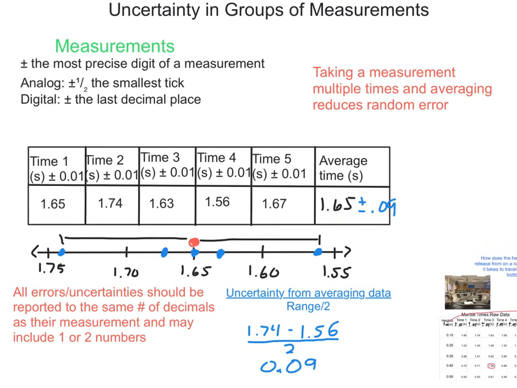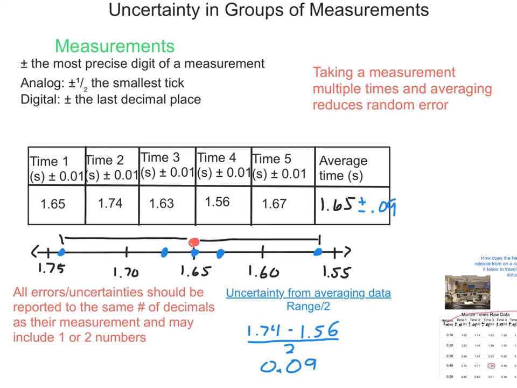One final note that I actually need to make here, very important, all errors and uncertainties should be reported to the same number of decimals as their measurement, and it can include up to 2 possible numbers here. I should say not 0 numbers. So for example, here I came out perfect, right, with 0.09. It goes to the exact same number of decimals. It goes down to the hundredths place. My error or my uncertainty goes down to the hundredths place, and it only includes one non-zero digit there.